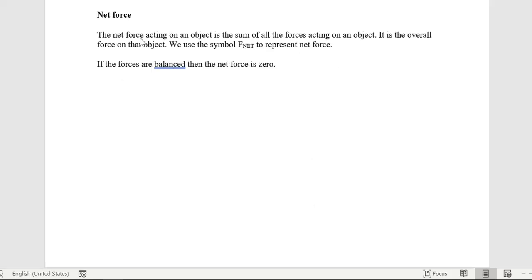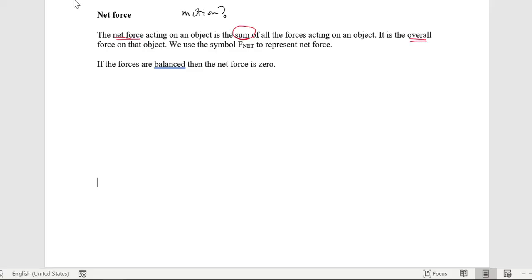Now, if we have to decide whether an object moves or not, so is there motion for an object, you have to look at what's called the net force. So the net force acting on the object. And that's really just all the forces added together. Or another way of looking at it is the overall force.